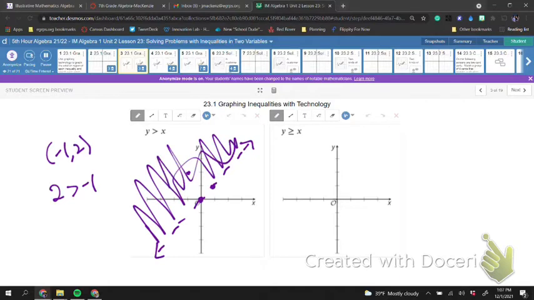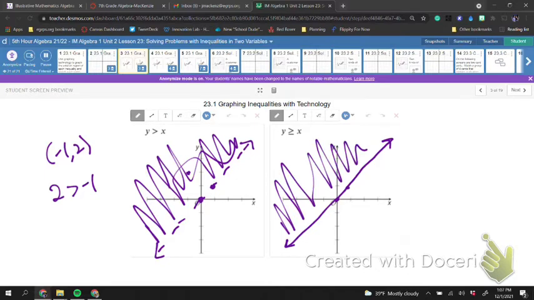Cool. All right, let's look at this next one. We should have the same reference line, right? But or equal to means it works. So same graph, but the line works. Cool?